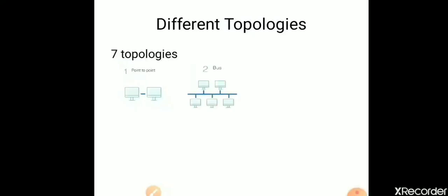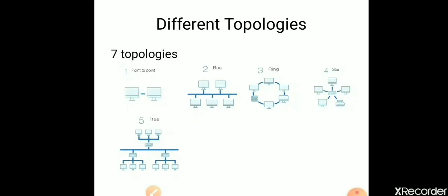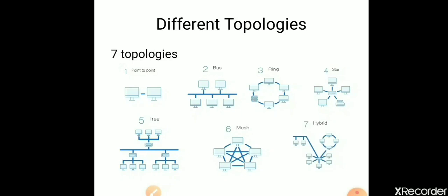Now, moving on to the next topic, that is different types of topologies. In computer networks, we have 7 different types of topologies, starting from the very simple one, point-to-point topology. Second one, the linear bus topology. Third one, ring topology. Fourth one, the star topology. Fifth, tree topology. Sixth one, mesh topology. And finally, the 7th one, that is the hybrid topology.